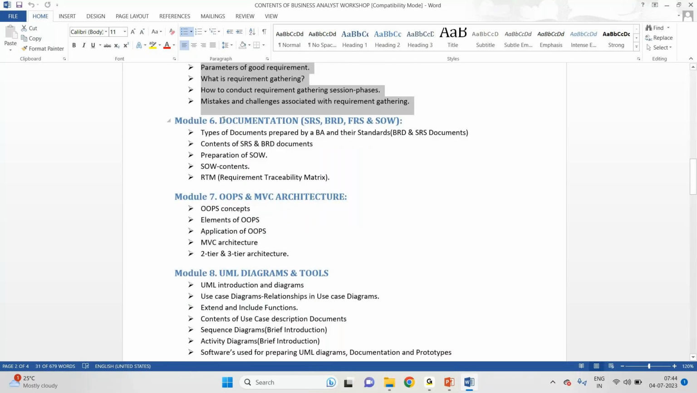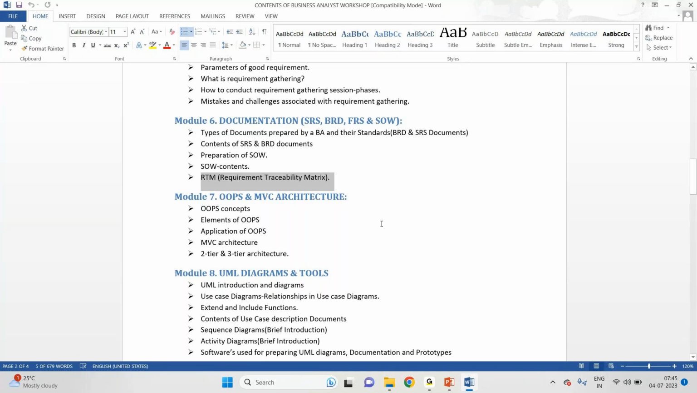Here I am going to explain about all these documents that are prepared by a BA. That is nothing but SRS, BRD, FRS, SOW. So I will explain for which project what kind of document we have to prepare, what are the contents of the document, what is the format, how to get that content. So everything we are going to see, and I will show you the format also. Then apart from this, I will explain about RTM also, requirement traceability matrix.